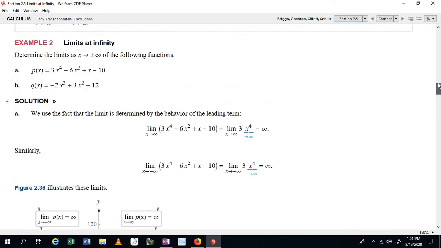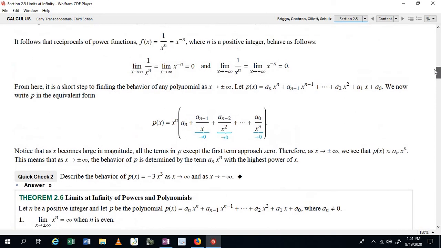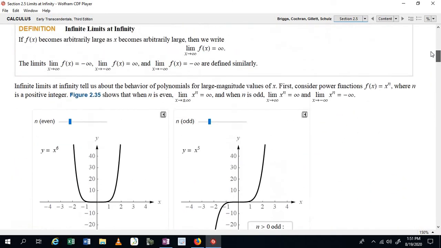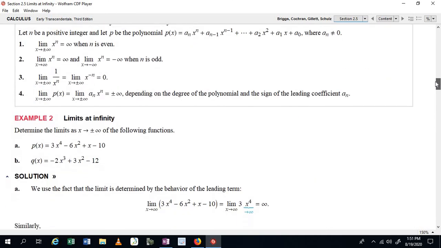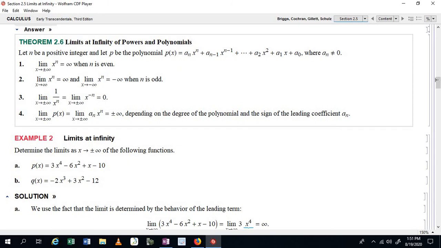Okay, so I think it's important for you to get familiar with this idea of end behavior. And in this particular video, we focused in on the end behavior for polynomials exclusively. In the next video, we're going to look at the end behavior for rational functions. Okay, so hopefully you'll get a chance to look at that video as well.